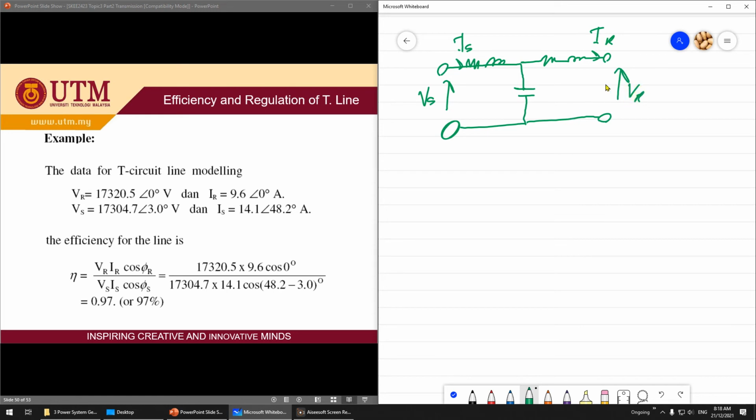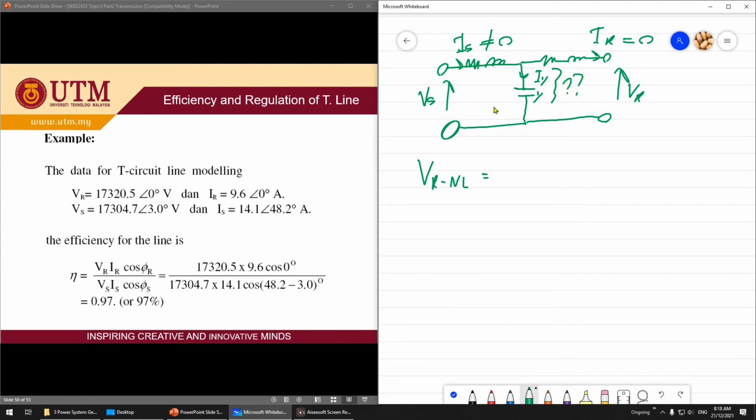When there is no load, this is an open circuit. When there is an open circuit, IR is equal to 0, but IS is not equal to 0. For a medium line, IS is not equal to 0 because you have the current here, I at Y. Because of this, you have to calculate VR at no load. How to calculate VR at no load? This one is 0, so basically you have to calculate the voltage here.